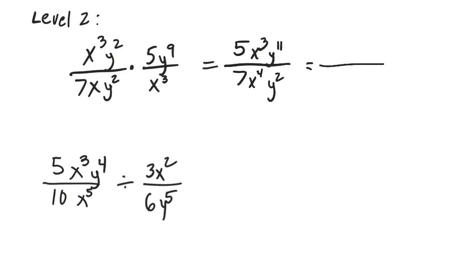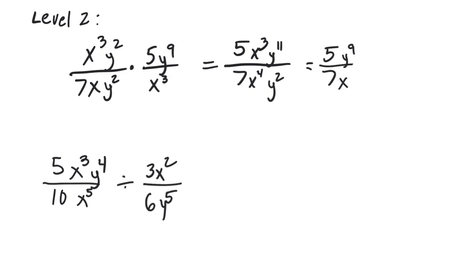5 over 7 does not reduce. That just stays 5 on top and 7 on bottom. I have more x's on bottom than on top. I only have one more, so I'll have one left. So just x to the first power, or just x, would stay on bottom. And then I have 9 more y's on top than on bottom, so y to the 9th power goes on top. I didn't really need a fraction that long, so I'll erase some of it, and that would be your final answer. That's all there is to it.